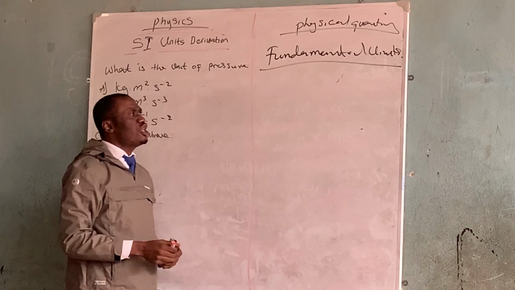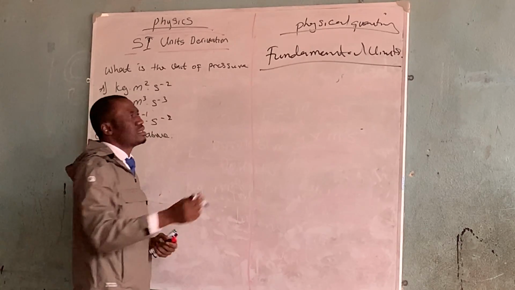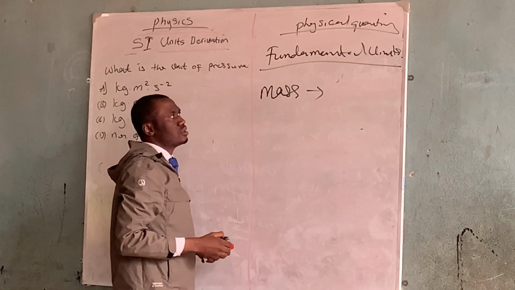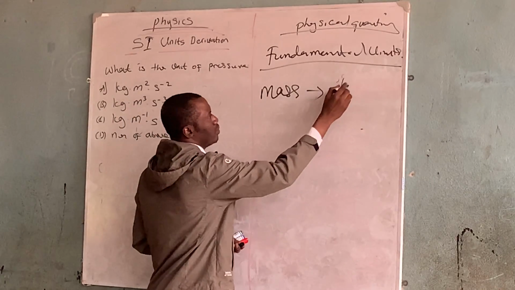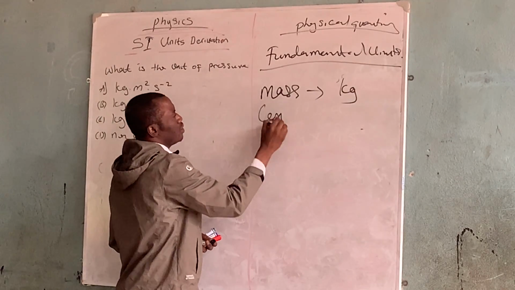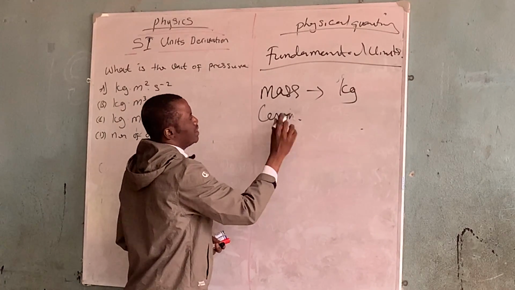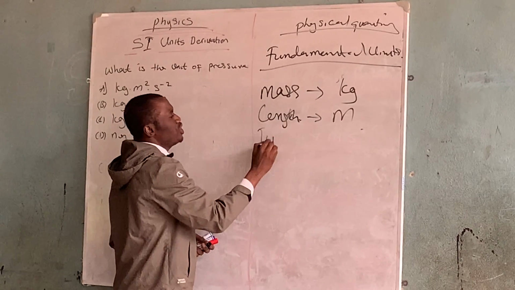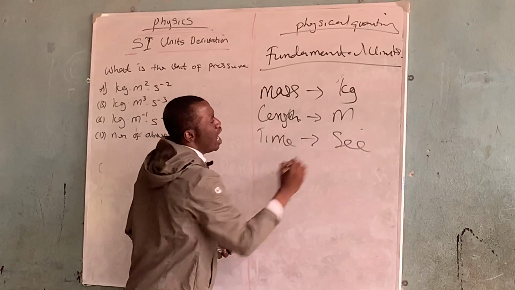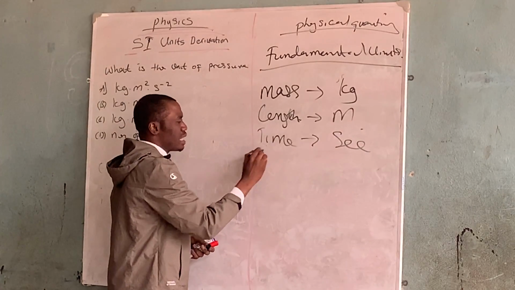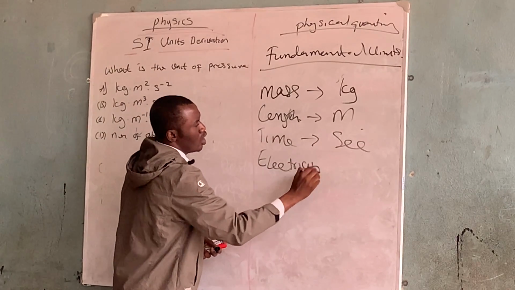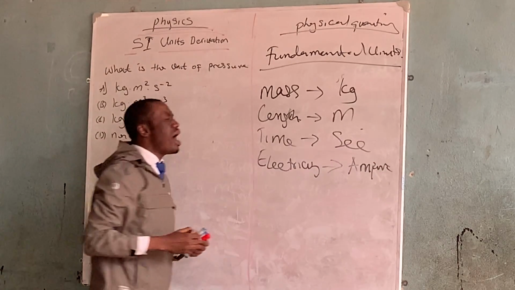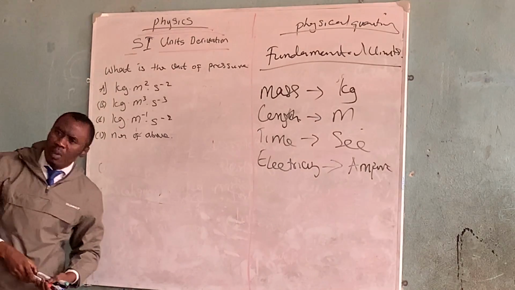So we go to the fundamental units. For instance, mass. What is the unit of mass? Kilogram. Another one, length. What is the unit of length? Meter. Another one, time. What is the unit of time? Another one, current. What is the unit of electric current? Ampere.